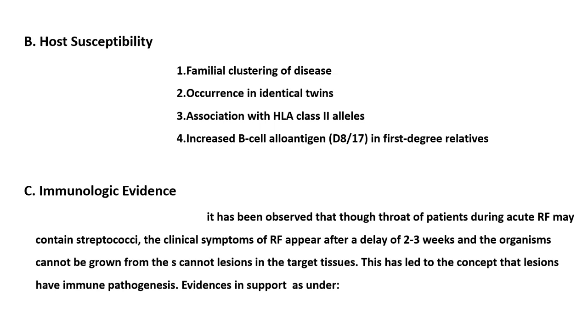Second is the host susceptibility. In host susceptibility, first, familial clustering of disease, occurrence in identical twins, association with HLA class II alleles, and increased B cell alloantigen in first degree relatives. Third one is the immunological evidence.